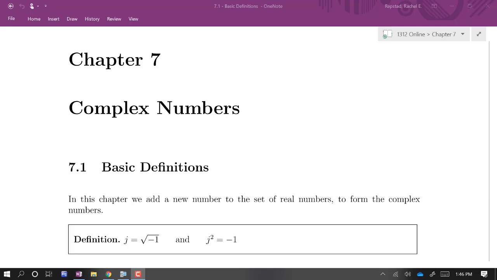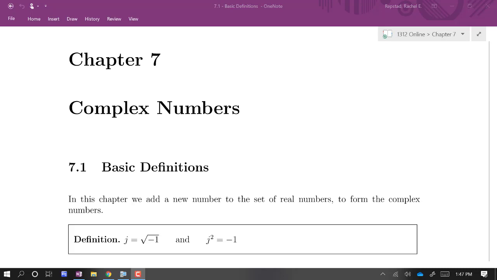Okay, now in this chapter we're going to learn about and work with complex numbers. Complex numbers are, you take the real numbers and you add one additional number, which in turn actually adds infinitely many more numbers. And I'm going to ask you to just consider the following.